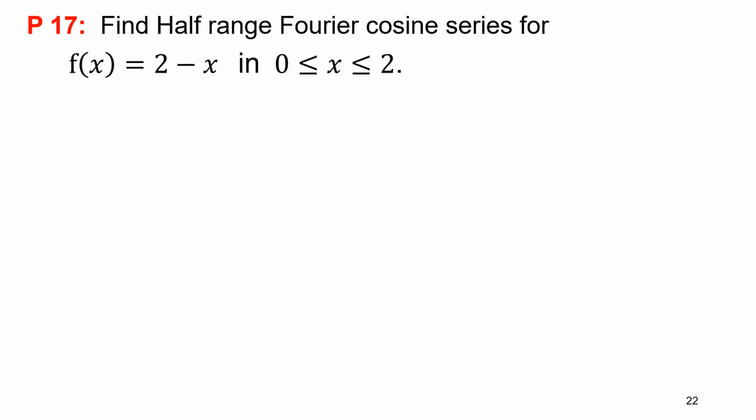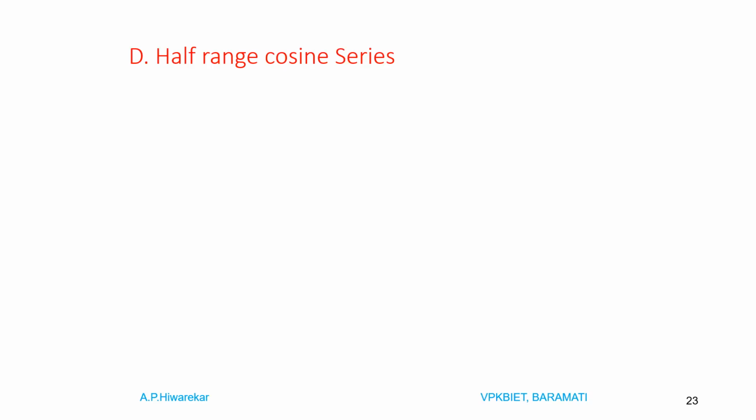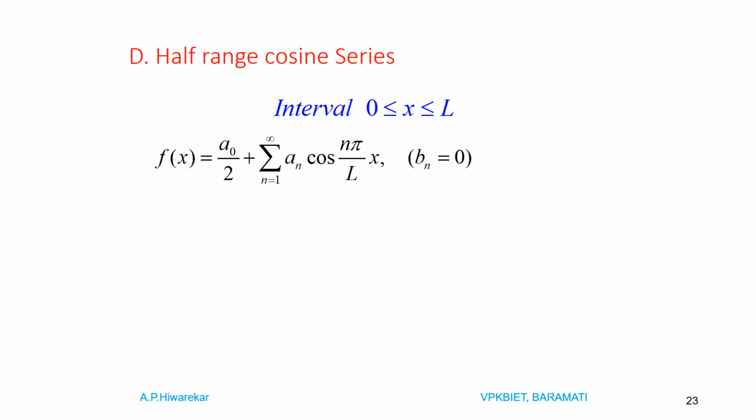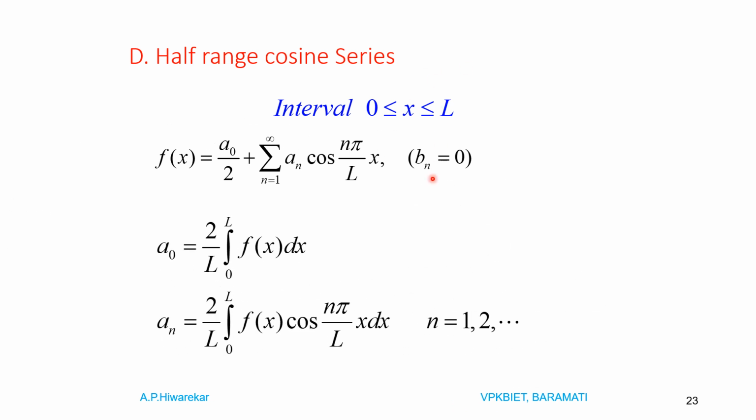So the next problem is to find the half range Fourier cosine series for the function 2 minus x, and the interval is 0 less than x less than or equal to 2. So we have formulas for f(x), a0 and an as usual. In this case the value of bn is 0. This is the formula for f(x), this is the formula for a0, this is the formula for an.